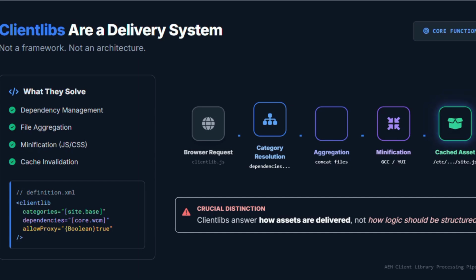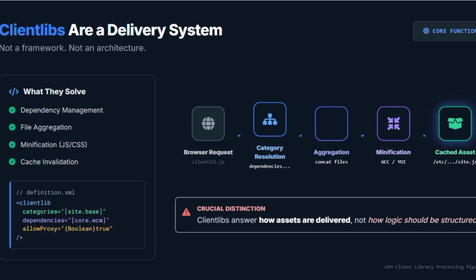Now here's the important part, and this is where people go wrong. Client libs were never meant to define how you architect JavaScript. They don't care about MVC, flux, hooks, services, state management, clean code boundaries. They only care about how assets are shipped to the browser.